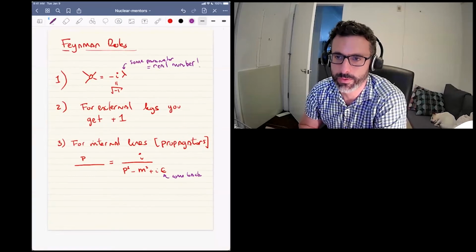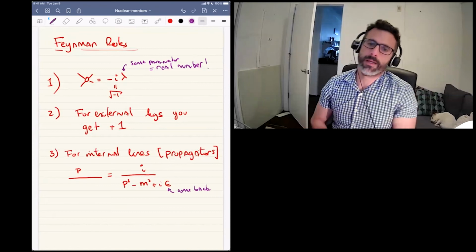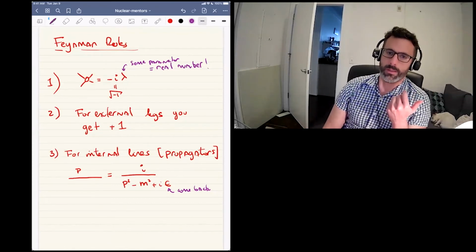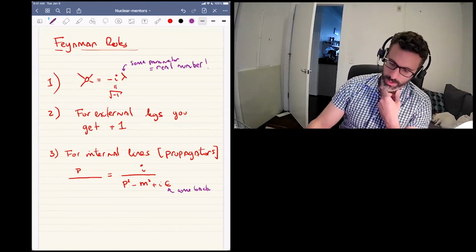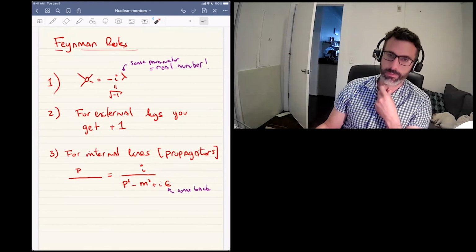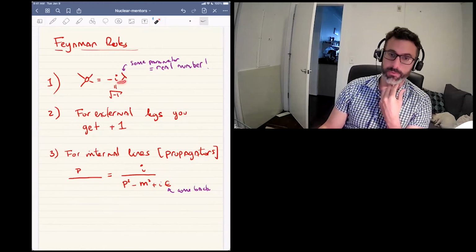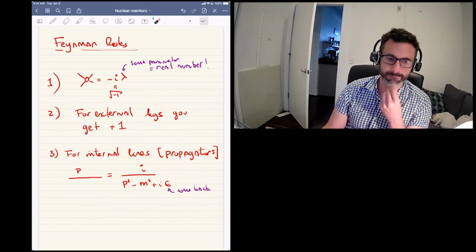I'm just giving you rules, right? I can't tell you where they come from. They basically come from constructing the theory in quantum field theory, and then you can treat free particles exactly, and you end up getting propagators for them, and interactions you can treat perturbatively. And that's essentially where this comes from, but intuitively it is what we were just talking about.